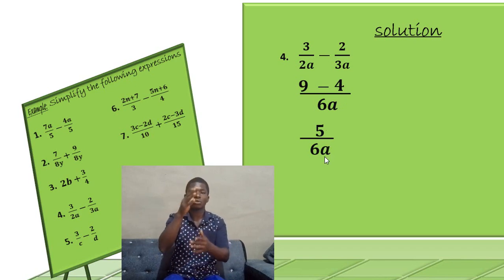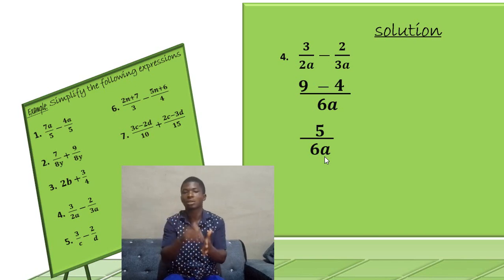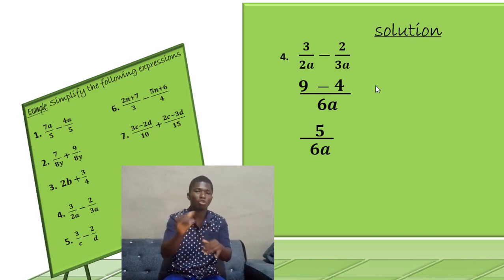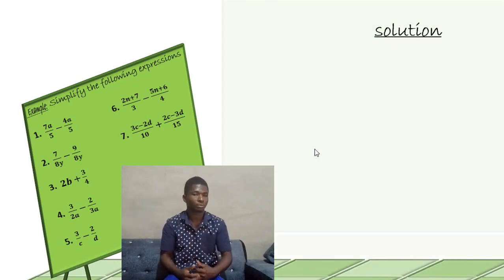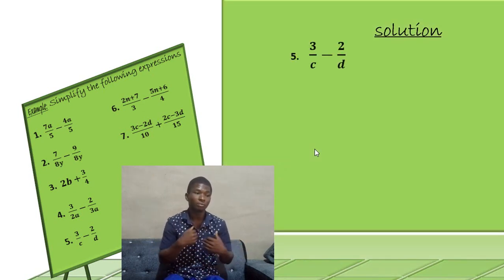Any other thing you think we can do? Nothing. No common factor. So let's move on. And here we have 3 over c minus 2 over d.